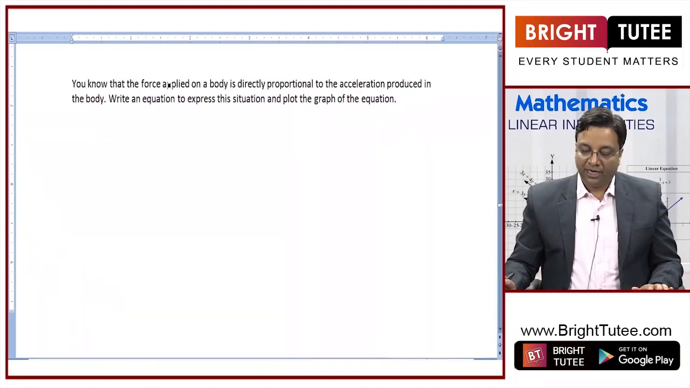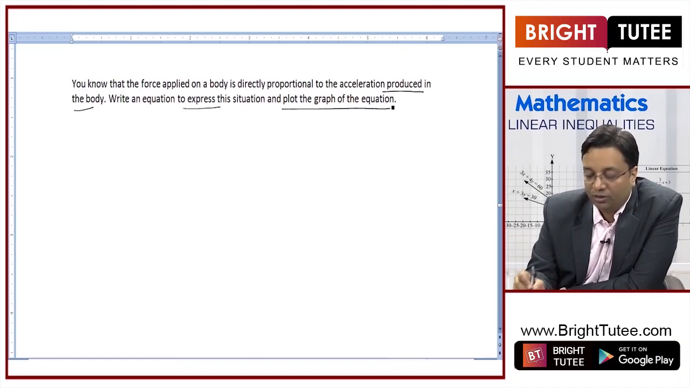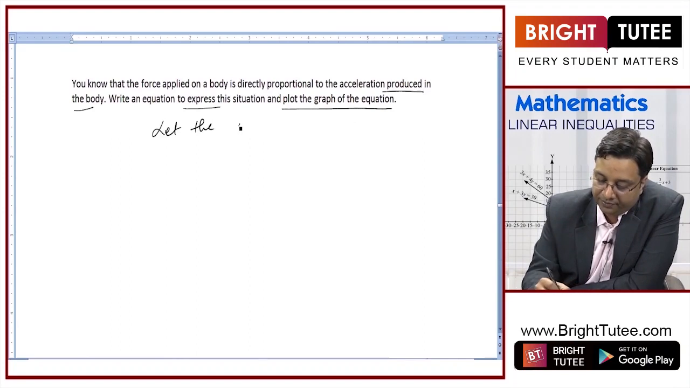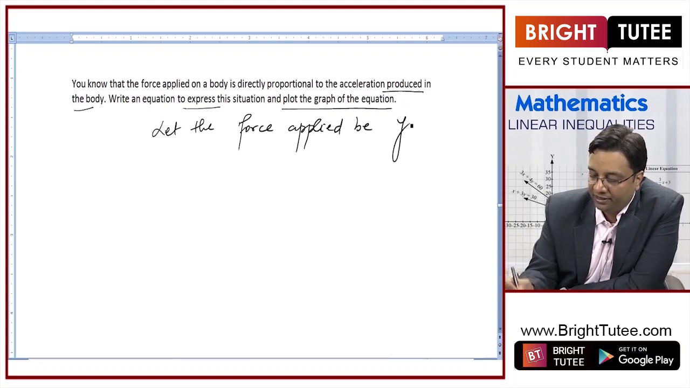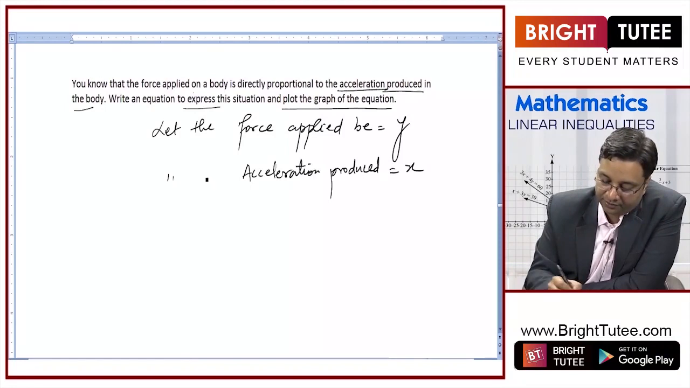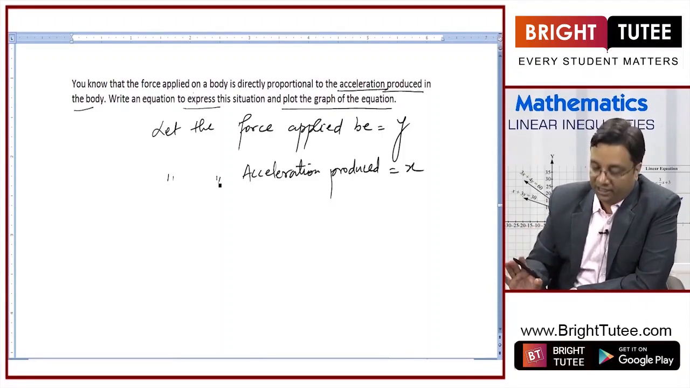You know that force applied on a body is directly proportional to the acceleration produced in the body. Write an equation to express this situation and plot the graph of the equation. Let the force applied be y and acceleration produced be x, right, with corresponding units of force and units of acceleration.